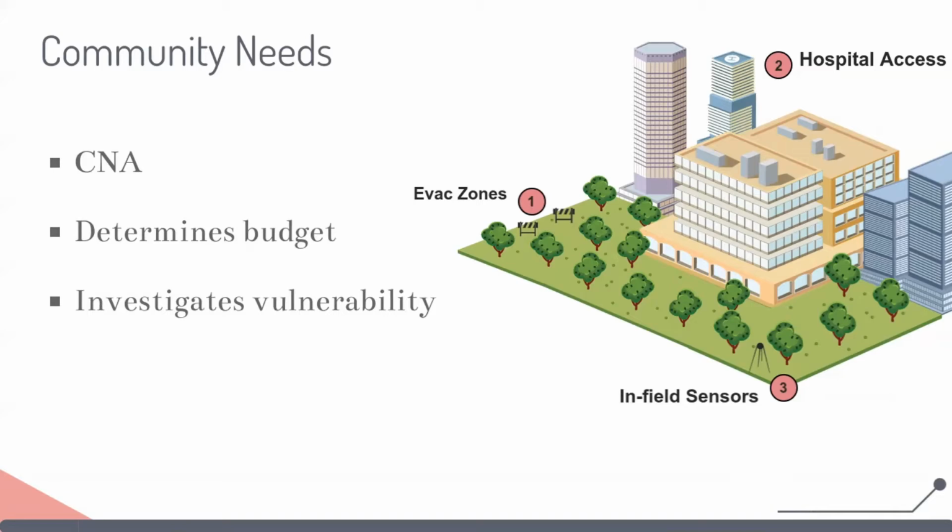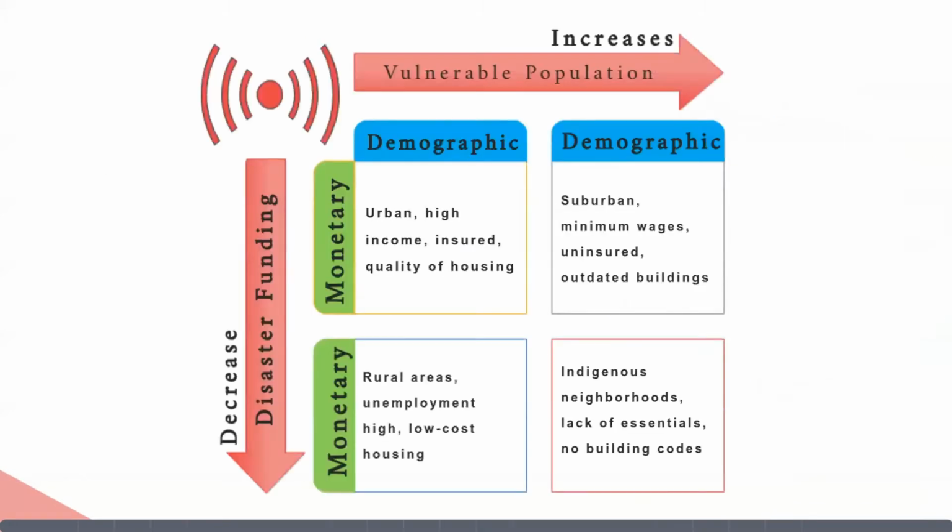Vulnerability is determined through vulnerable populations. Vulnerable populations are at-risk populations that are capable of being affected during disaster and natural hazard event. In this chart, we will look at how funding is determined based off of vulnerability. On the top left, we have an urban high-income and insured population normally found in cities. The vulnerability is lower, but they have significantly more funding than, say, the top right example.